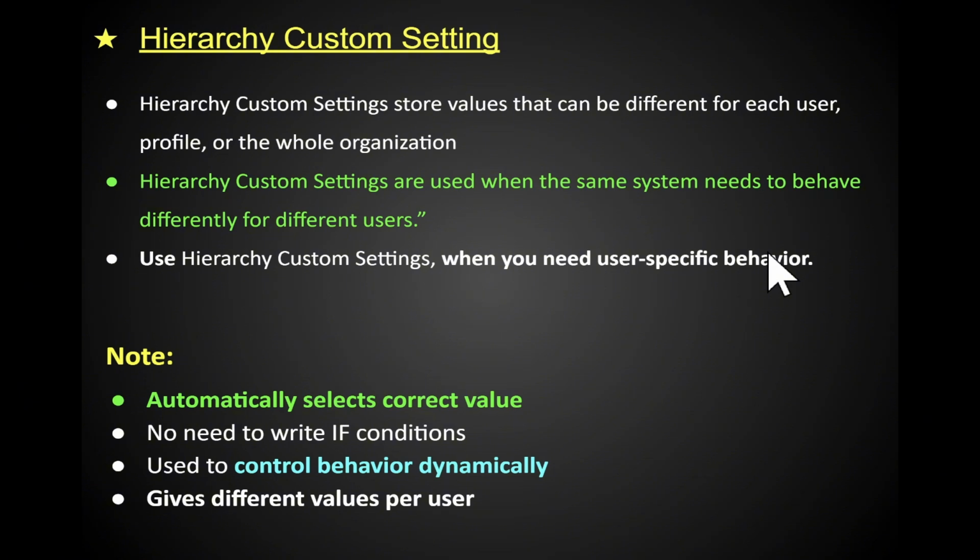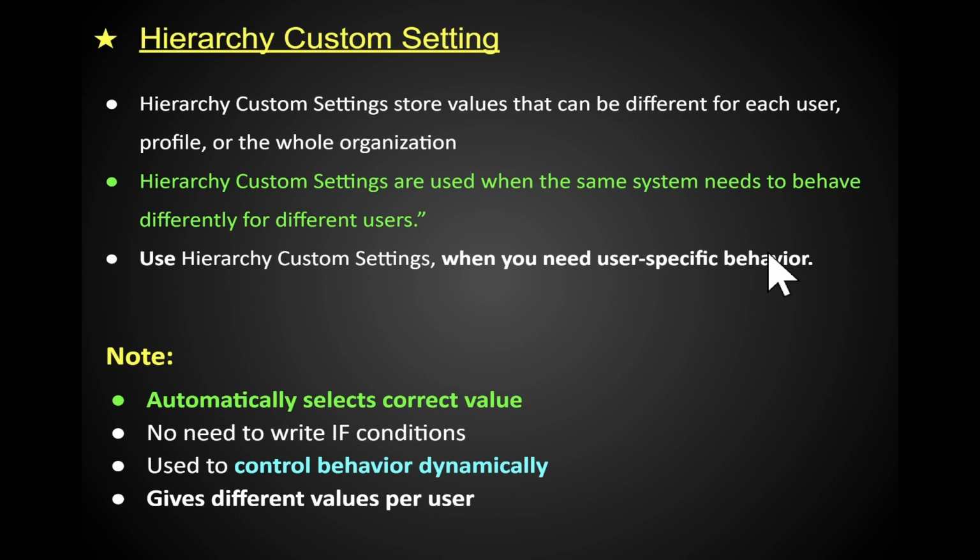In the traditional way, we set up all this discount conditionally. We use if and else: if the user is this, if the user is that, we give a 10% discount or a 20% discount in the code. Through hierarchy custom setting, this is handled automatically by Salesforce, and this is a very powerful custom setting. I will show you the demo as well, how Salesforce automatically handles discounts for different users.